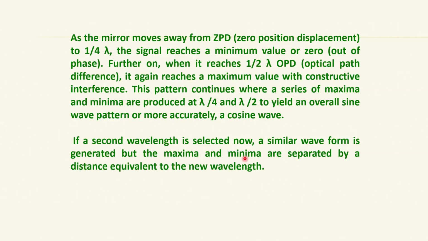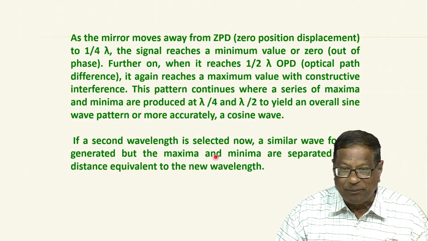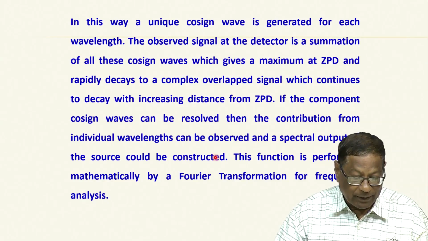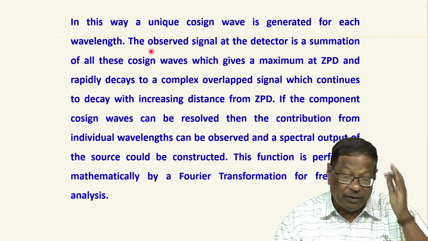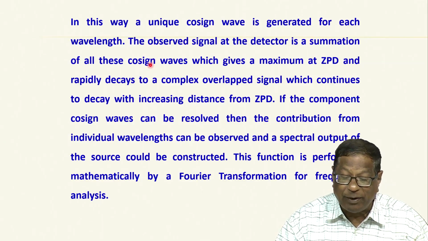Say I want to check at 3999 instead of 4000. Then at 3999 again I get a maximum signal, but the maxima and minima will be slightly shifted compared to 4000. They are separated by distance, it is not the magnitude, so the magnitude will remain the same. In this way, I get a unique cosine wave.